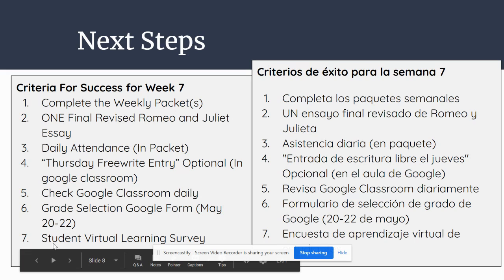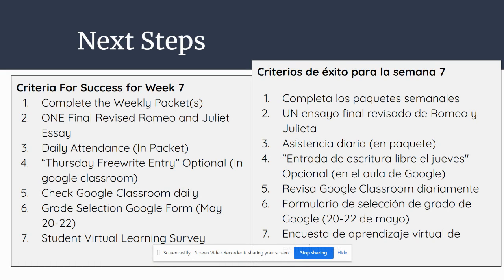Step 7 is a survey that I'm going to pass out on Friday. I'm just looking to make the class better for next year and grow as a teacher. So look forward to that.